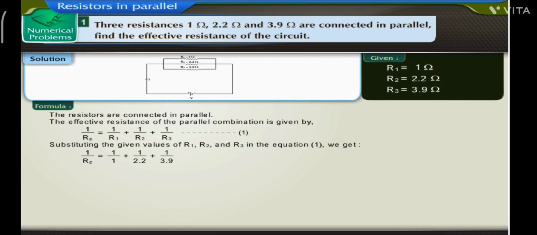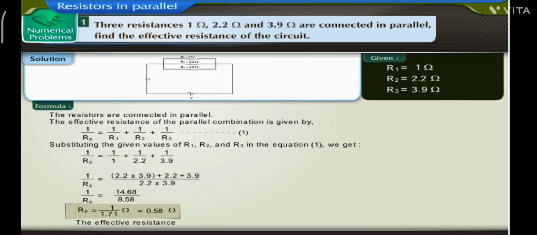Taking LCM of the denominator, we can write 1 divided by Rp is equal to 2.2 multiplied by 3.9 plus 2.2 plus 3.9 divided by 2.2 multiplied by 3.9. 1 divided by Rp is equal to 14.68 divided by 8.58. Therefore, Rp is equal to 0.58 ohm. The effective resistance of the circuit is 0.58 ohm.